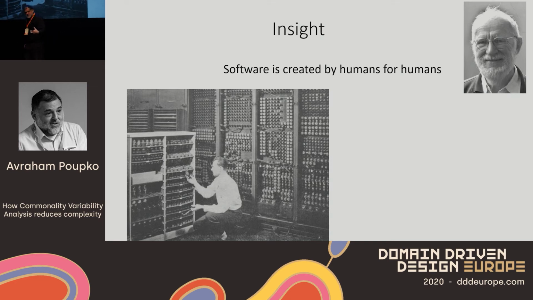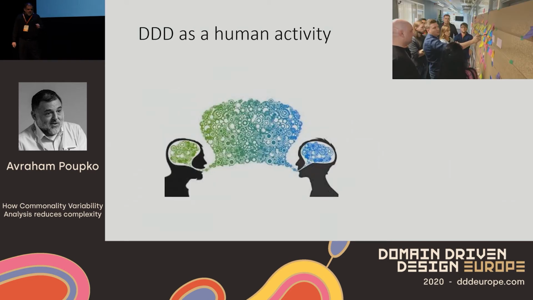And Naur says software is about humans. It's humans that are communicating. And even though Naur didn't talk specifically, as far as I know, about doing domain analysis and domain design, we could take some inspiration from his thinking and bring it into the world of DDD. And most of what we do in DDD is a human activity. When we talk about things like ubiquitous language, we don't mean Java, we mean spoken language.